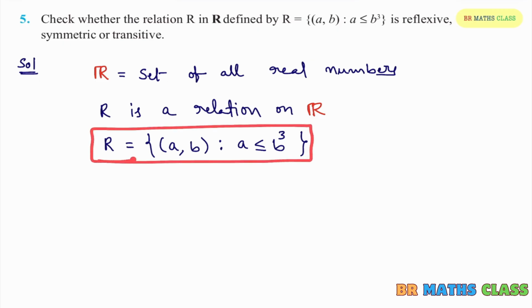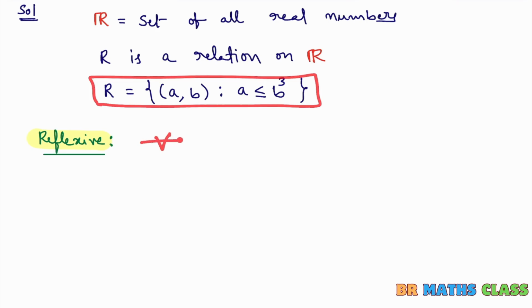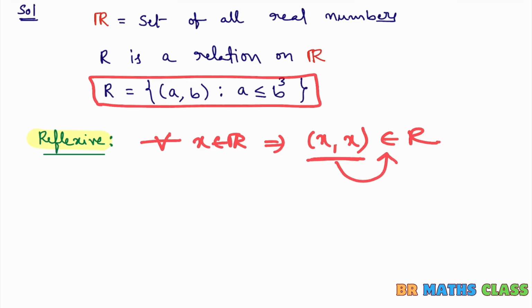Now we are going to check whether this relation is reflexive, symmetric, or transitive. First, I need to check whether this relation is reflexive or not. What is reflexive? For every x in the set of all real numbers, if the ordered pair (x, x) is in the relation, then we say that the relation is reflexive. When it is not reflexive, giving a counterexample is the easiest thing, right? Here I'll take one real number such that (x, x) does not belong to the relation, so that I can say the relation is not reflexive.